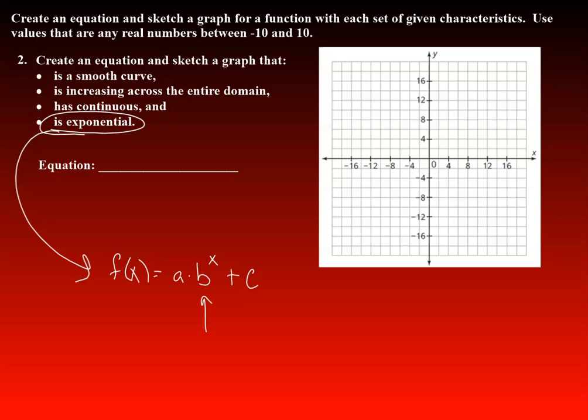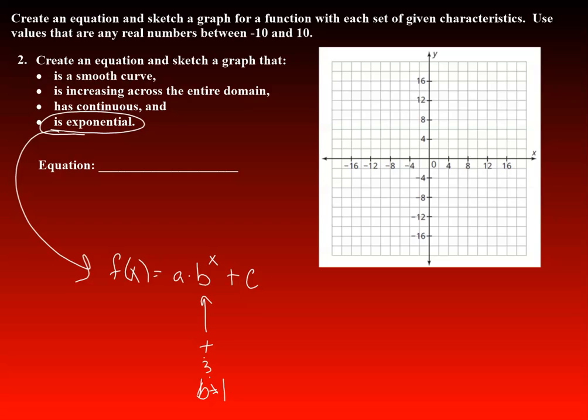is that it has to be positive, okay, and b cannot equal 1. Okay, so I'm limited in the b values, right? I can only choose 2 through 10 for my b values. Okay, we're going to stay away from decimals. Okay, for this lesson, we're going to choose 2 through 10 for b.